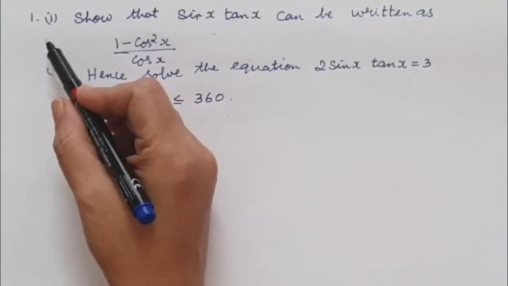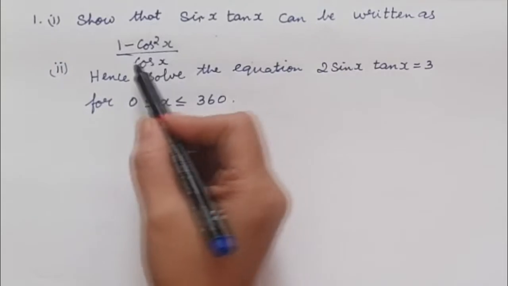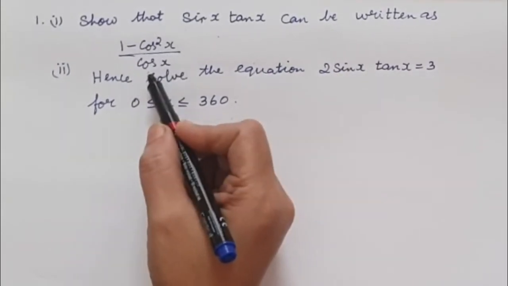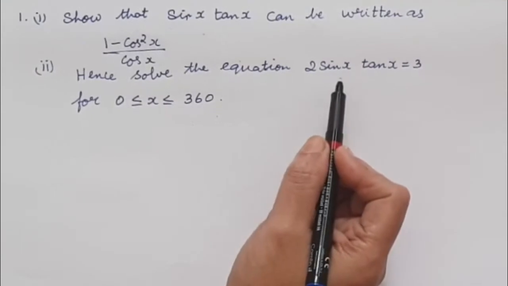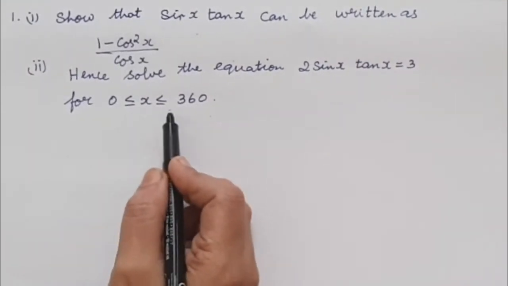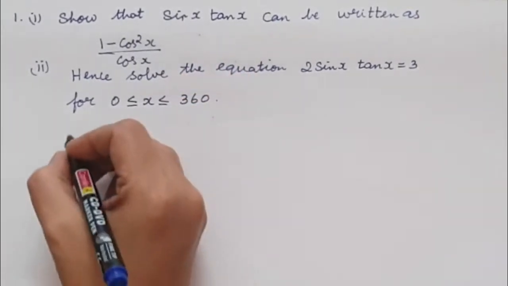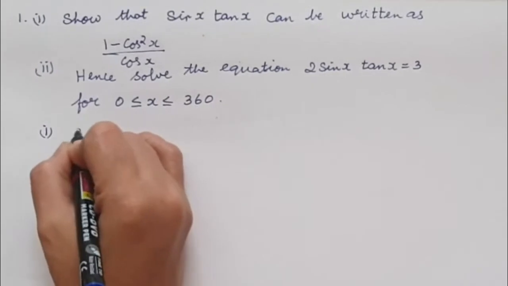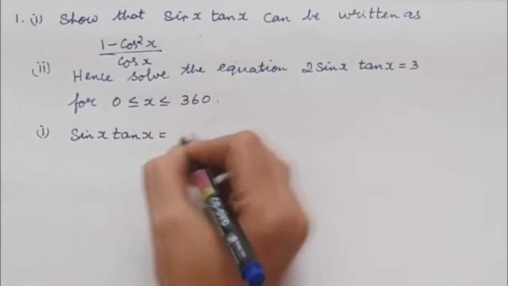In the same way, cos squared theta will be equal to 1 minus sin squared theta. The first question, first part: show that sin x tan x can be written as (1 minus cos squared x) over cos x. And the second part: hence solve the equation 2 sin x tan x equal to 3 for 0 less than or equal to x less than or equal to 360. So first, we have to write this in this form. So our first part, sin x tan x.